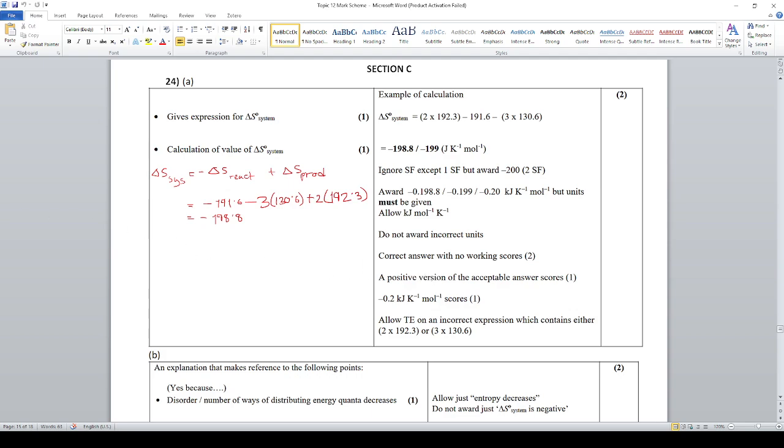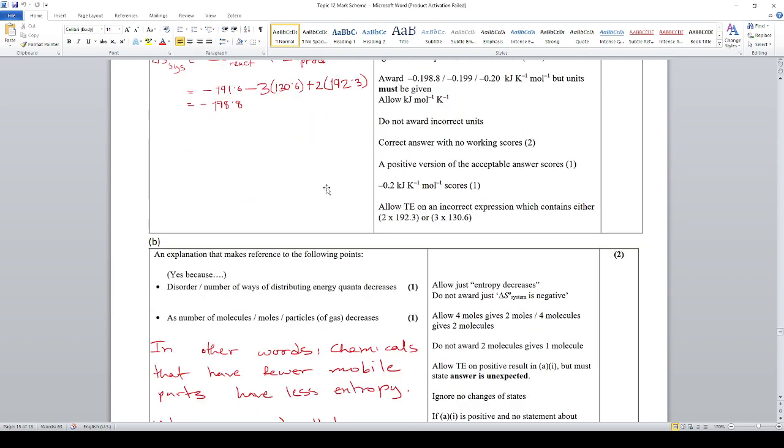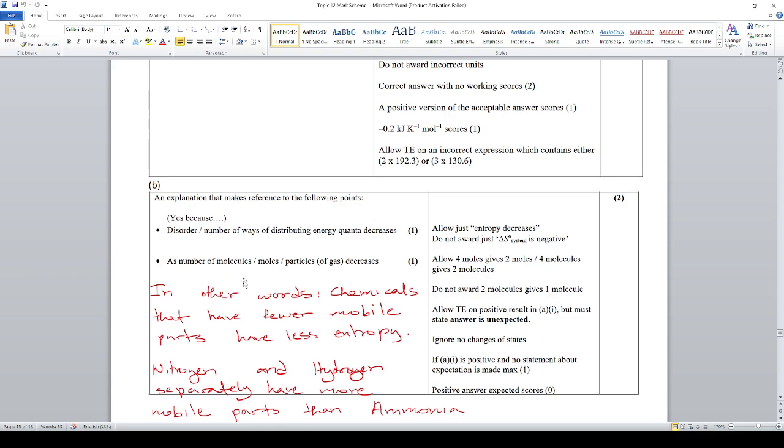Section C. We're starting with some more calculations. Really, these questions all come from different papers, but for entropy and energetics there's not a whole lot of variety, which is, I suppose, a good thing. A lot of these questions are very similar. We have system entropy, which is the products minus the reactants, same old, same old.